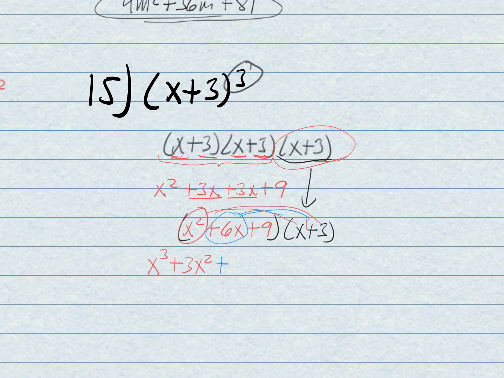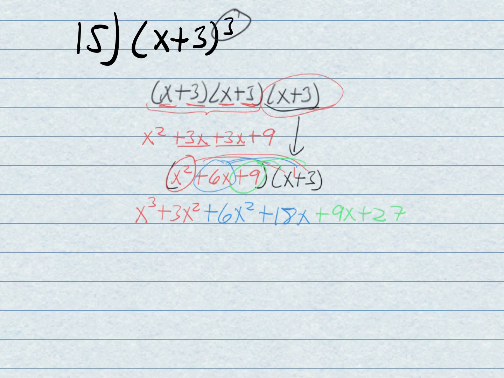6x times x is going to be plus 6x squared, right? We have 2 x's. And 6x times 3 is going to be plus 18x. 6 times 3 is 18, and then just throw the x on it. All right, and then positive 9, distribute that to the x plus 3, is going to be plus 9x, and then plus 27.